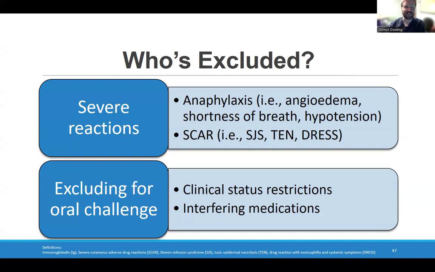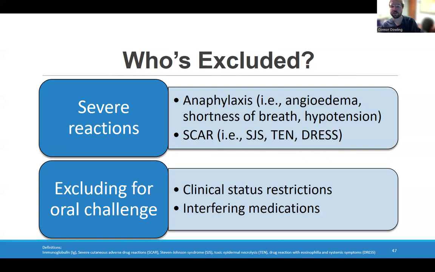I'm sure y'all are tired of me talking about that by this point, but I just always like to stress it. Similarly, we're going to look out for severe cutaneous reactions, such as Stevens-Johnson syndrome, toxic epidermal necrolysis, or even drug reaction with eosinophilia and systemic symptoms.